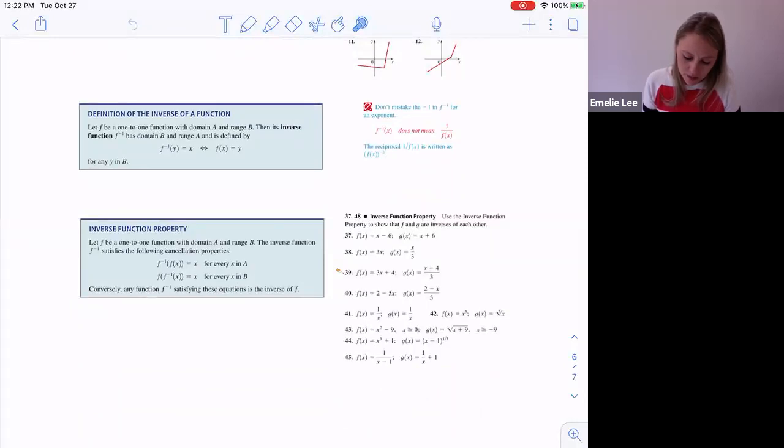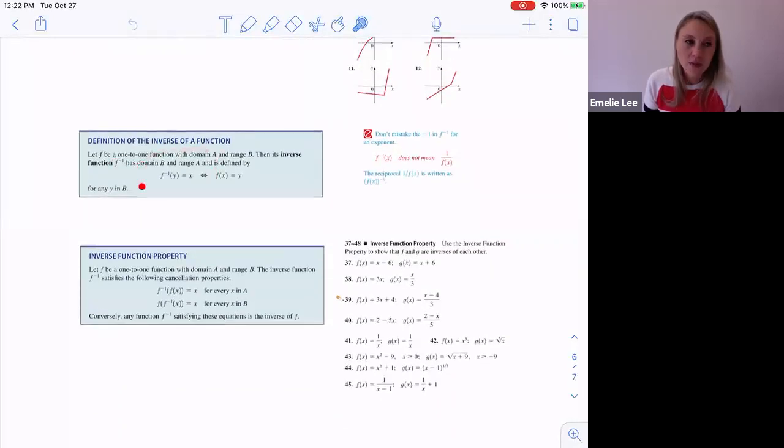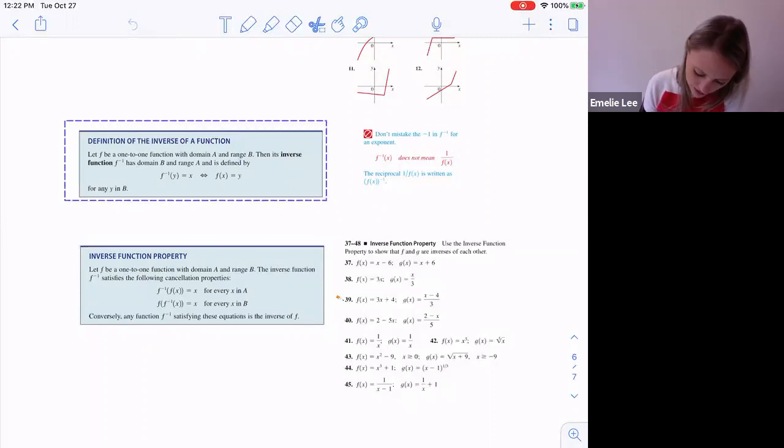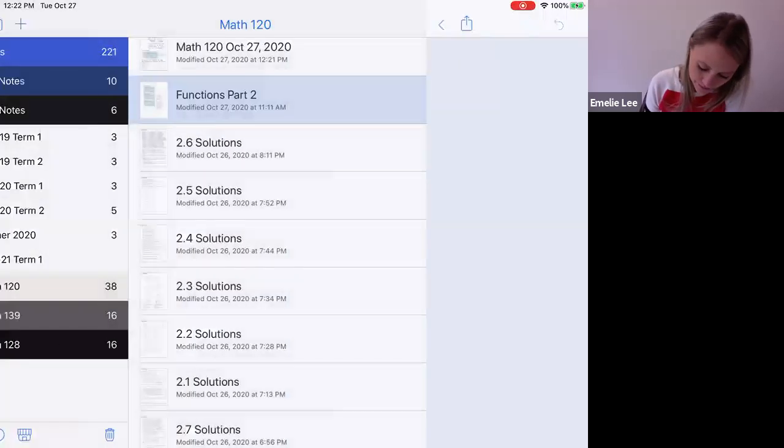Okay, so let's talk about the inverse of a function. Just as a heads up, f to the -1 of x is not the same as 1 over f of x, right? Because the power of -1 is on the f, that's how we know that it's the inverse. So let's talk about the inverse of a function.